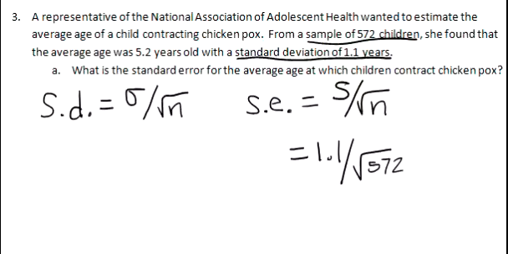1.1 divided by the square root of 572 is equal to 0.046. So our standard error, our estimate for the standard deviation, is 0.046.